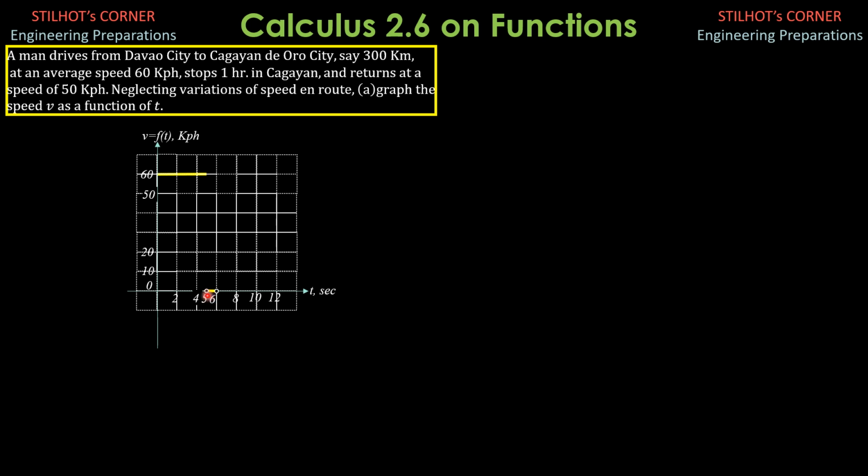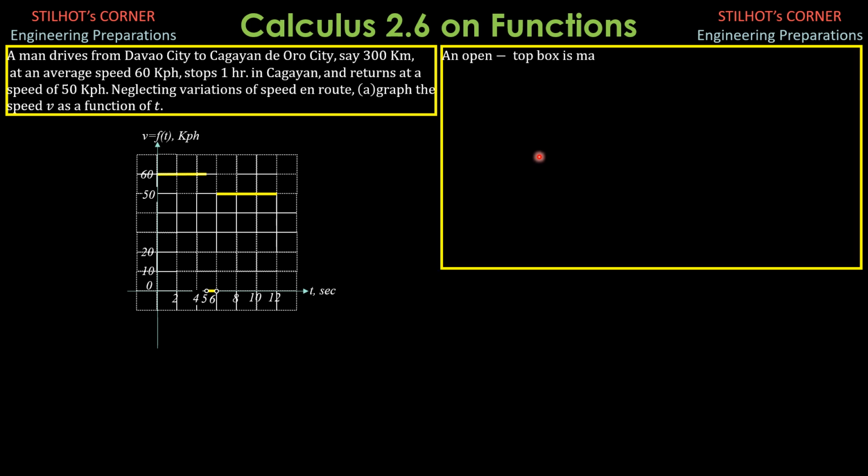We have an open dot for 5 and 6, then closed again from 6 to 12 hours, because in going back, 300 kilometers divided by 50 kilometers per hour will take 6 hours to go back to Davao City. So the graph would be 50 kilometers per hour speed, up to 12 hours here as shown in the figure. So that's it. That's the graph of speed as a function of time.